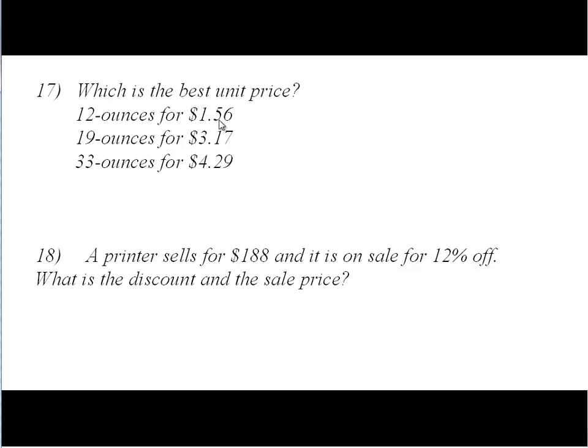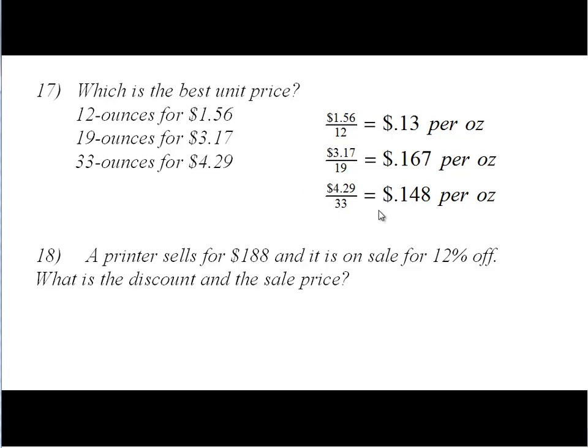Okay, 17, which is the best unit price? Well, if we take $1.56 divided by 12, gives you 0.13, 13 cents an ounce. 317 divided by 19. Sorry, mistyped that one. 317 divided by 19 should be 0.167. And then 429 divided by 33 should be 0.148. So the best unit price is the top one.